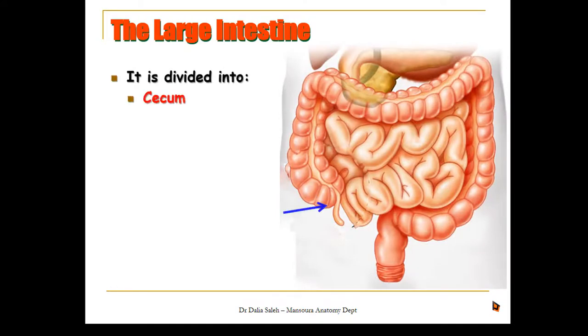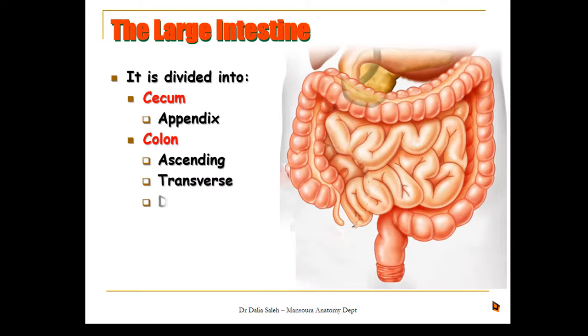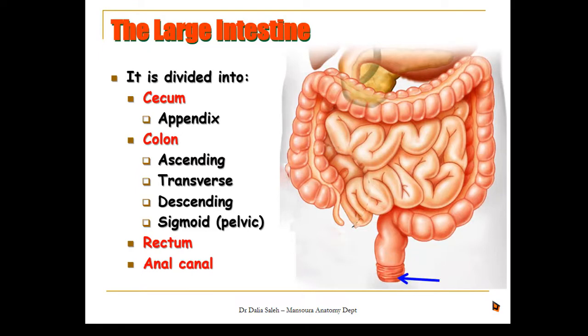First we have the cecum, and from the cecum a finger-like extension called the appendix comes out of it. Then we have the colon divided into the following parts: the ascending colon, the transverse colon, the descending colon, and the sigmoid colon. Then we have the rectum, which terminates at the anal canal.